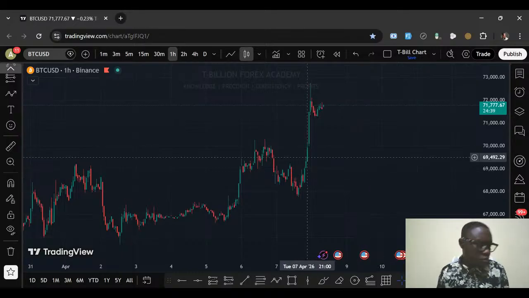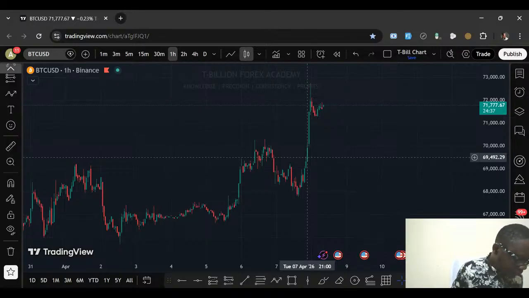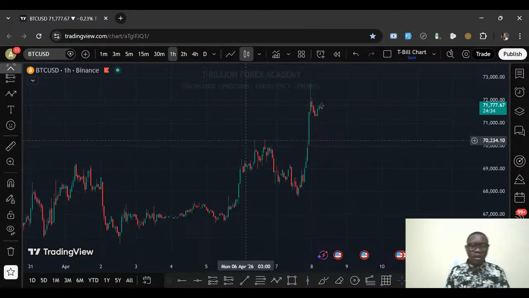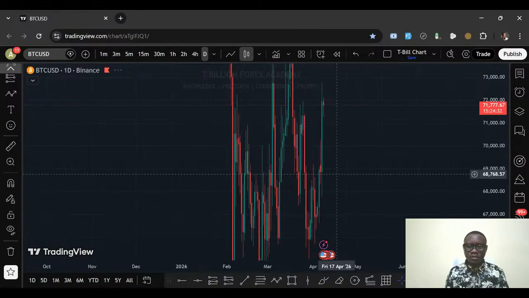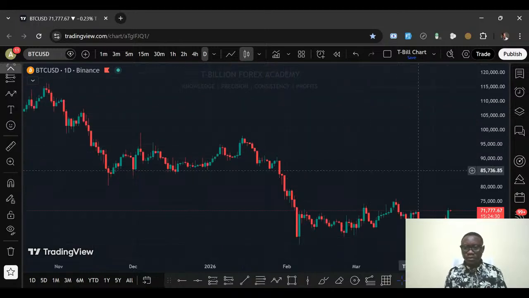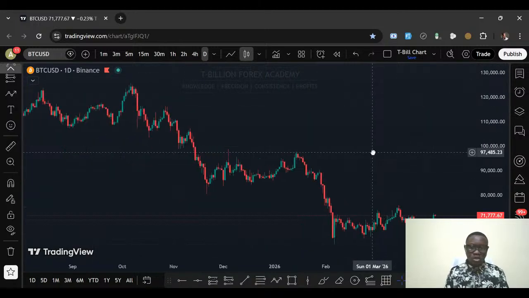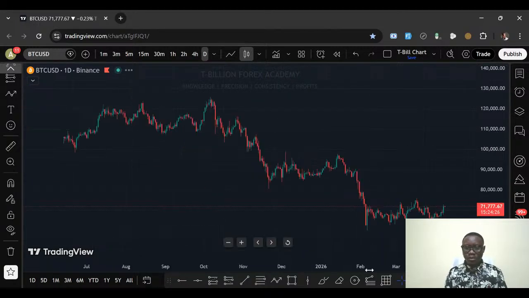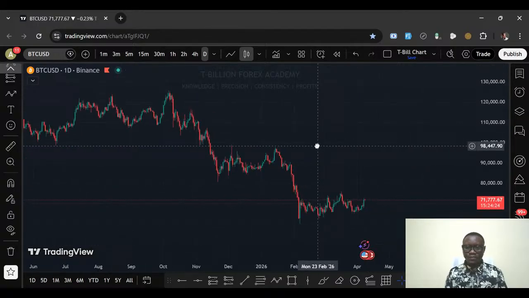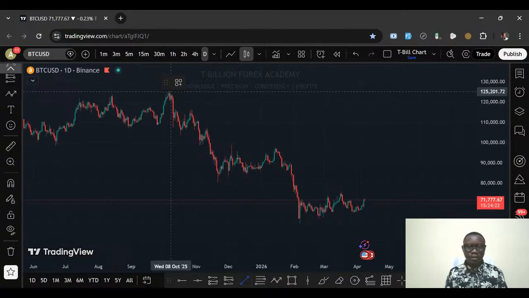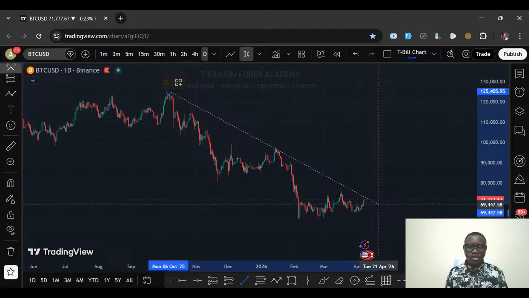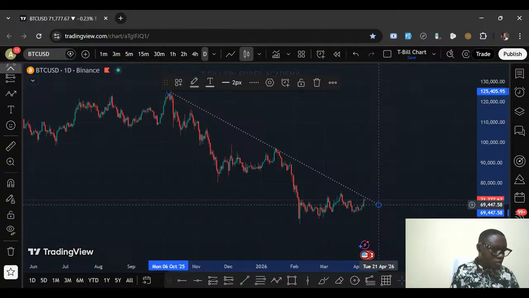All right. So on BTC USD, let's begin our analysis from the daily time frame. On BTC USD, obviously we are bearish. We are bearish on GBP USD, on BTC USD.